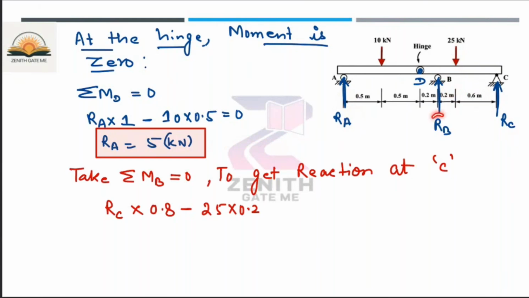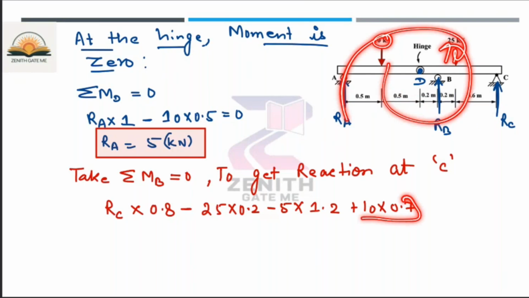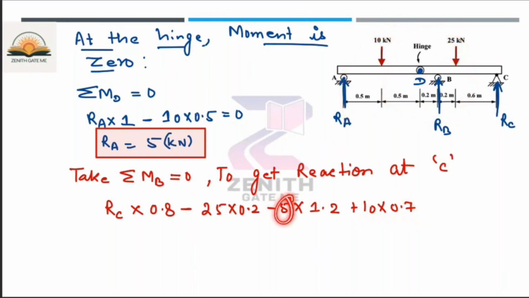Now the reaction at B point, you are taking the moment about B point, so this is passing through it. So there is no moment. The 10 and RA will be the other forces which create a moment. So it is minus 5 into 1.2 plus 10 into 0.7, because this distance is 0.5 plus 0.2, total 0.7, so 10 into 0.7, which is anti-clockwise. RA will create a clockwise moment, that's why I have used the minus sign. So 5 into what is the distance? 0.5, 0.5 plus 0.2 is 1.2, is equal to 0.